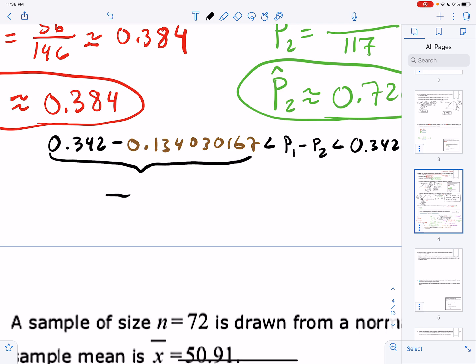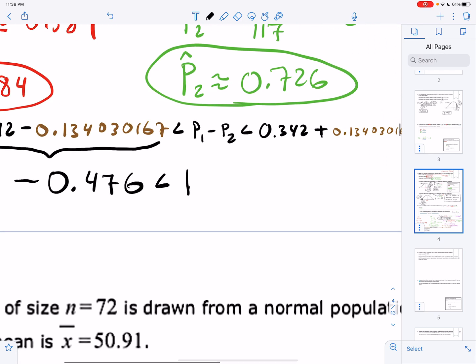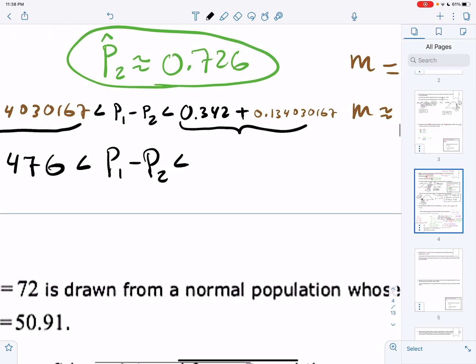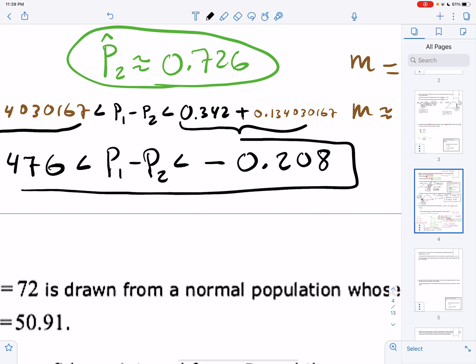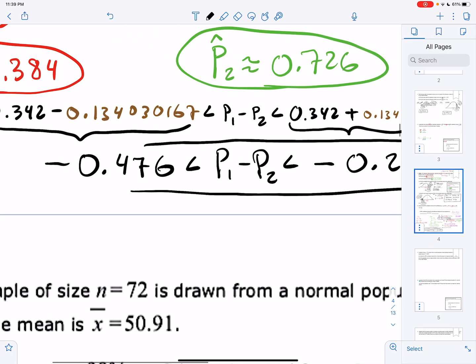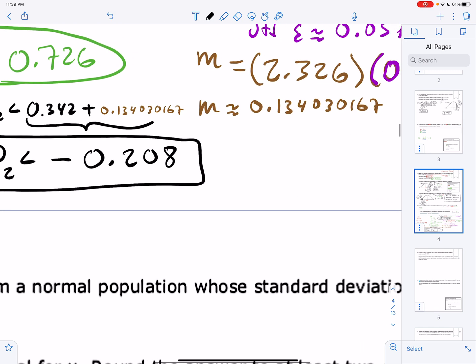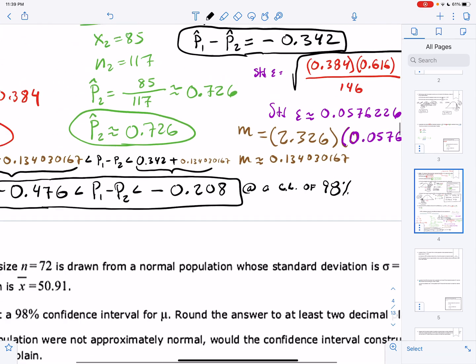I get negative, I'm going to make it a little bigger so everybody can see it, 0.476. And this is the difference of those two population proportions. And then when I add the point estimate plus the margin of error, I get approximately negative 0.208. All right, so that is my confidence interval. And I like to also say this is at a confidence level, CL, of 98%, so the reader knows what confidence level it is when they look at that.